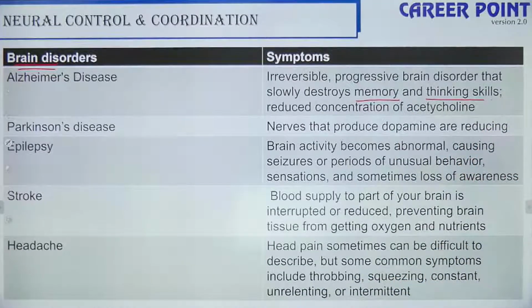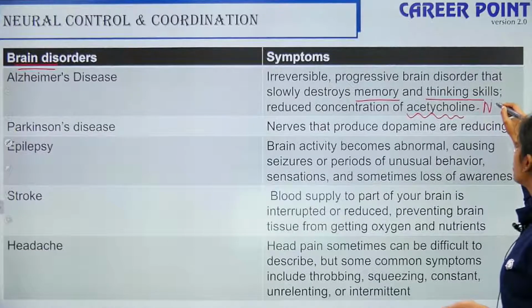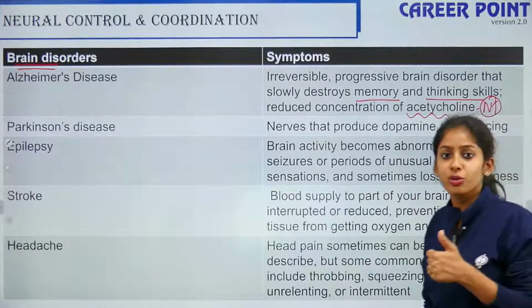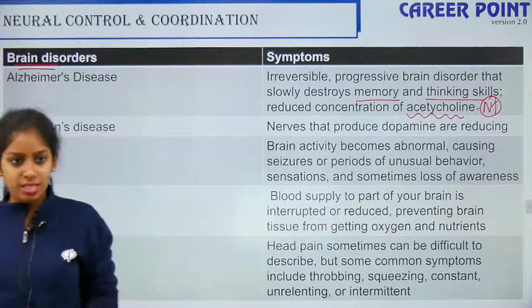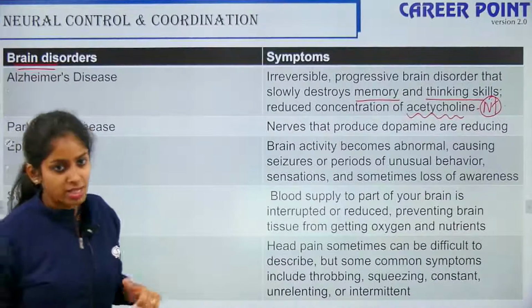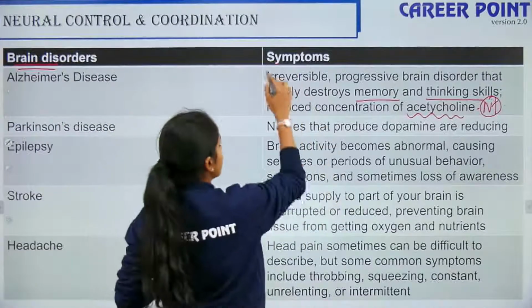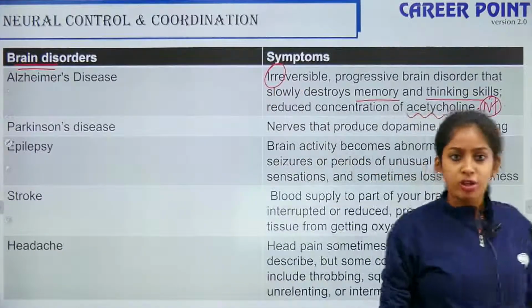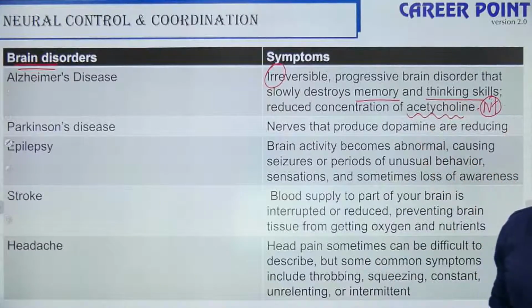That is because of the reduced concentration of acetylcholine. Acetylcholine is a neurotransmitter that has to be released in the neuromuscular junction, thus transmitting the action potential to the sarcolemma of the muscle. So the first one is Alzheimer's. It is an irreversible progressive brain disorder that leads to the loss of memory and thinking skills, and that is due to the reduced concentration of acetylcholine.